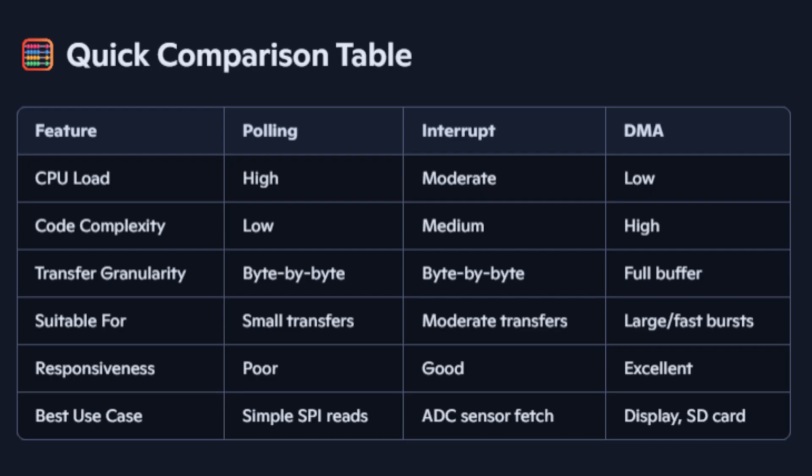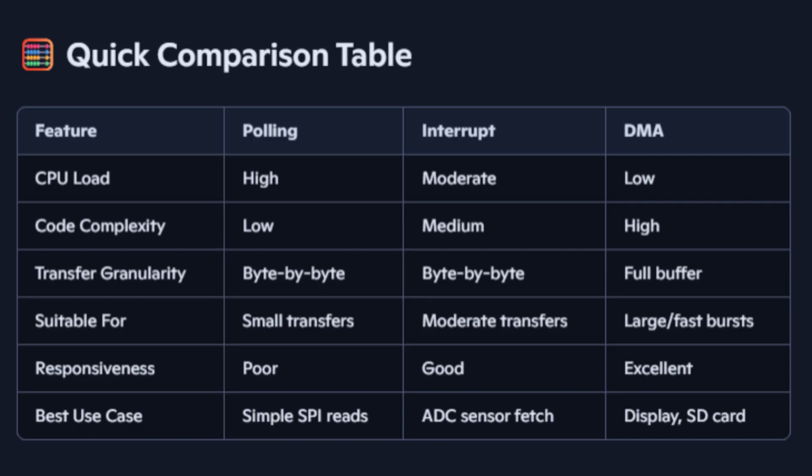DMA-based SPI, most efficient. The DMA engine handles entire blocks of data, and the CPU is only involved in setup and the completion interrupt. Pro, 0 CPU usage during transfer, highest possible throughput, predictable timing. Con, more complex initial setup configuring DMA channels. Best for large, frequent, or high-speed transfers.